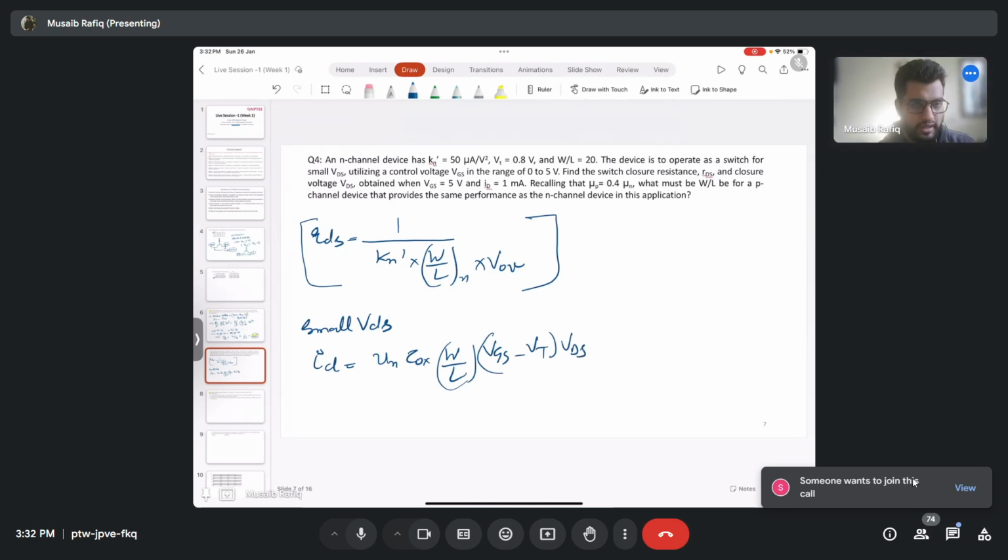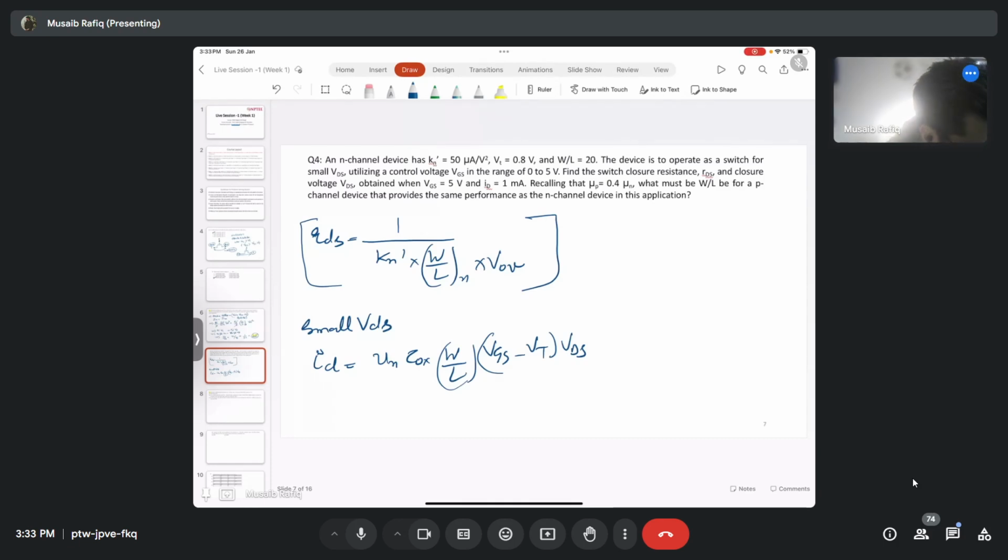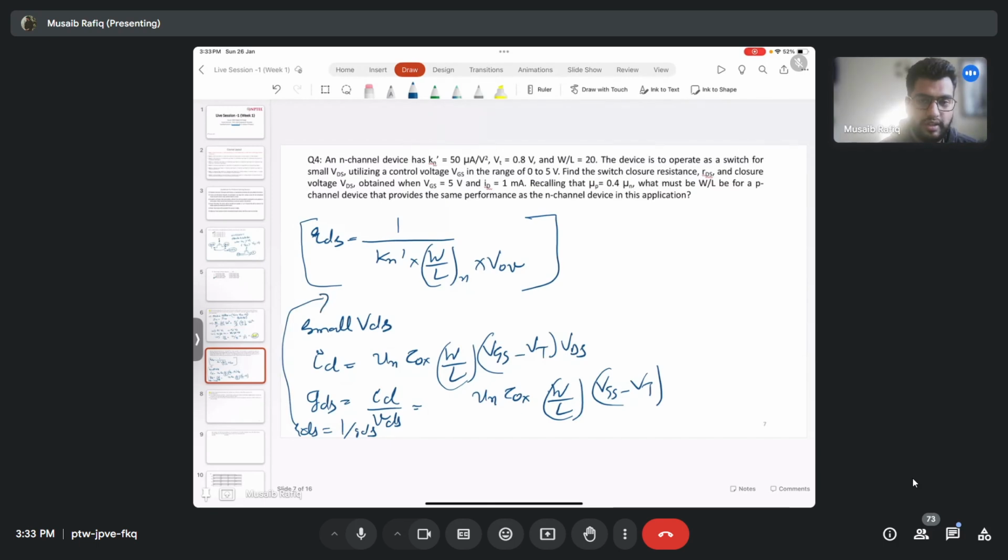This derivation you can look up in your book or maybe online. If you want to look at the derivation of this part, you can refer to a book by Sedra Smith, or you can simply go to Google and type it. You can always check the derivation. So this is for small VDS and GDS. GDS is defined as ID by VDS, and it's equal to mu n Cox W by L times VGS minus VT, and the reciprocal of GDS is RDS. So this is your RDS, right? Got it?